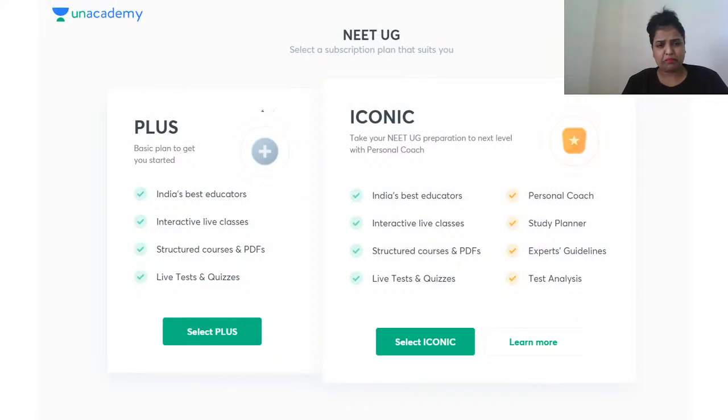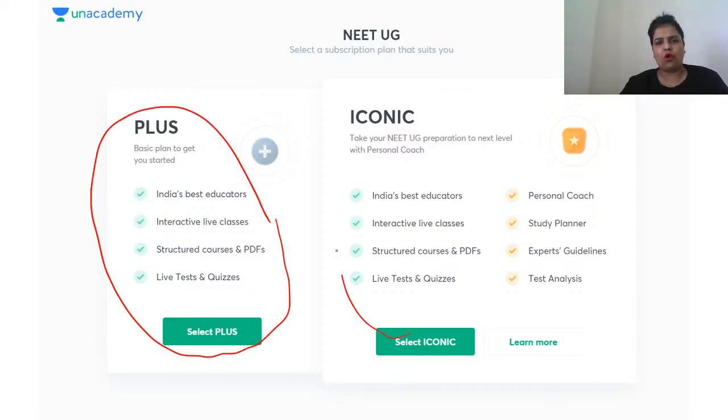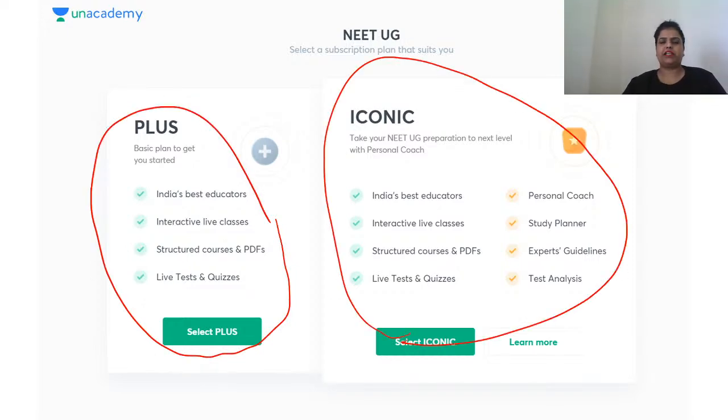This must be a comparison at this time, whether to go for the plus subscription or the iconic subscription. Let me tell you, whatever you have been getting under the plus subscription so far, the same thing you are going to get under the iconic subscription as well. But apart from that, there are additional things, whether you talk about personal coaches, study planner, expert guidelines, or test analysis. These are the additional features you'll be getting apart from the plus subscription.